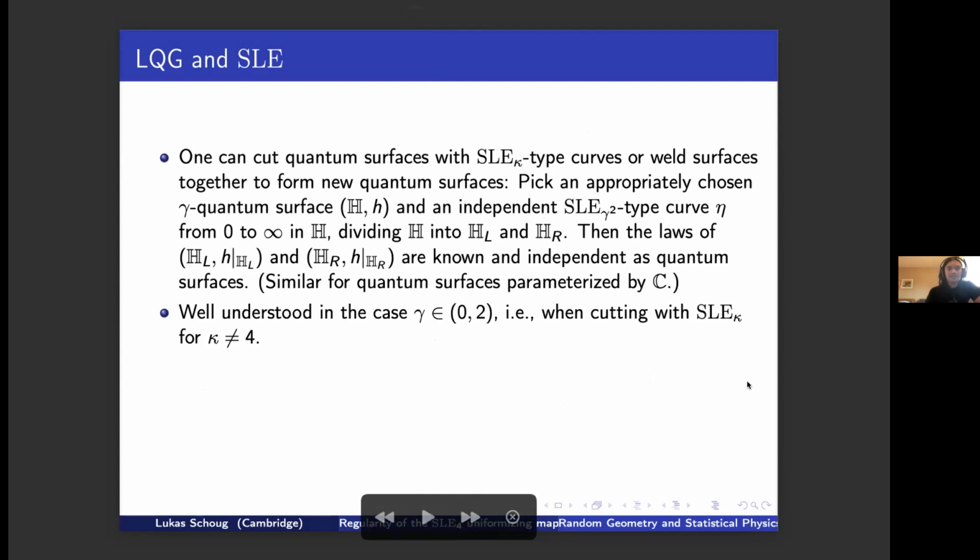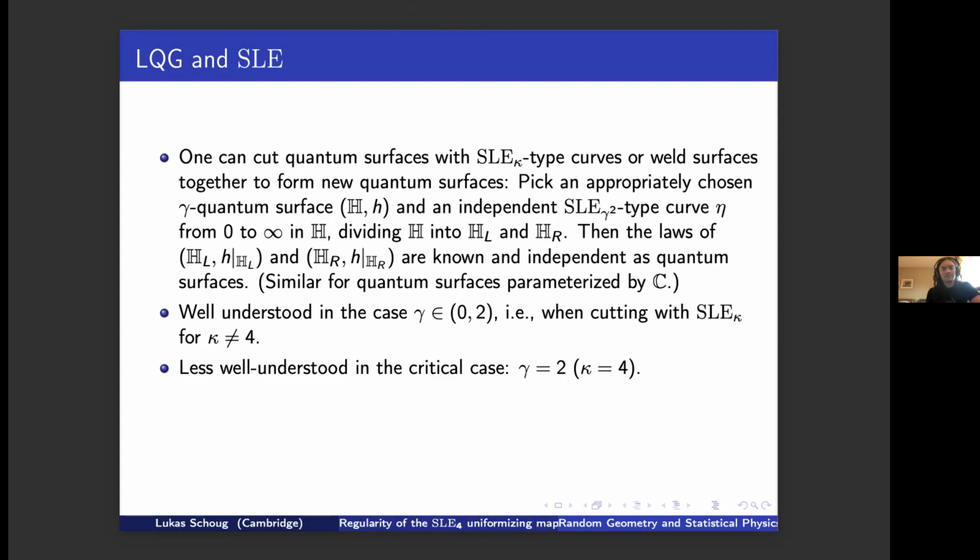And this kind of cutting and welding result is well understood in the case gamma between 0 and 2, because then that's when you cut with kappa not equal to 4 type curves. And it's less well understood in the critical case gamma equal to 2. That is when you pick kappa equal to 4. And when I say less well understood, you have to take that with a grain of salt, because people know exactly what happens, I guess. It's just that it's a bit cumbersome and everything hasn't been written down yet. But several proofs of welding these critical quantum surfaces have been appearing in recent years. I guess Nina and Ellen have been responsible for a few results in this direction, and probably more people that I'm not mentioning right now.